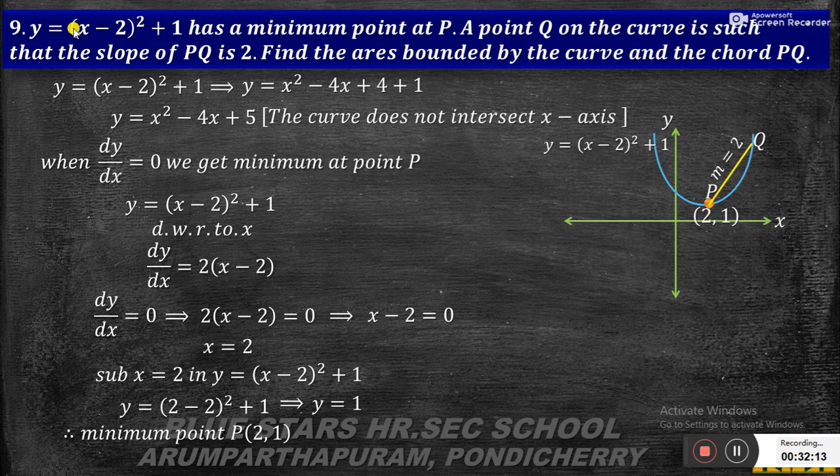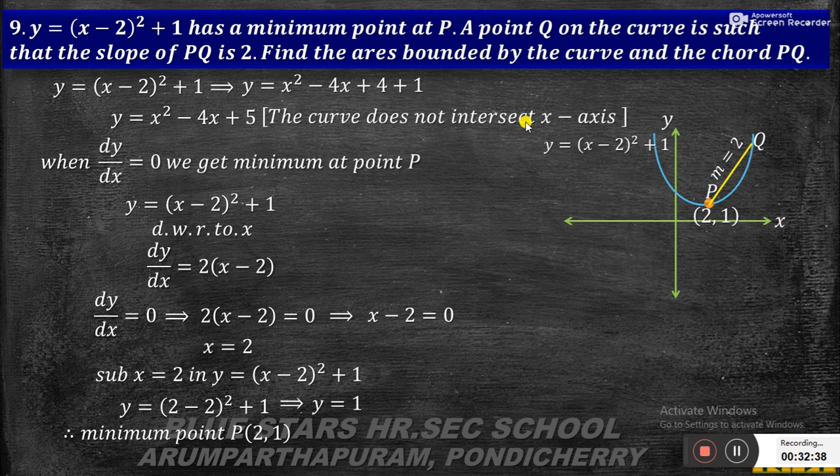So they gave the two lines; one is y equal to x minus 2 whole square plus 1. Now I expand the right hand side: a minus b whole square means a square minus 2ab plus b square. So I apply that: y equal to x square minus 2 into x into 2 plus 2 square, 4. Next plus 1. So y equal to x square minus 4x plus 4 plus 1, which is 5.